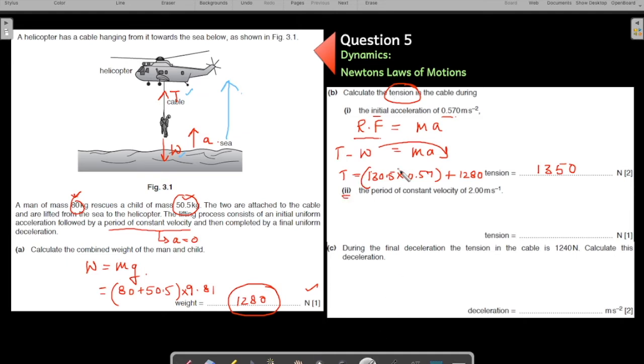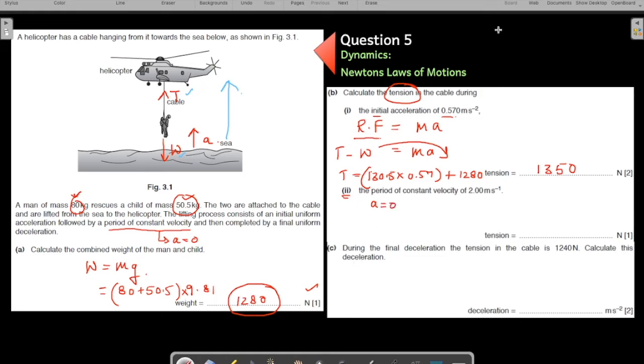Okay, the next part. So here the question starts from, calculate the tension in the cable during the period of constant velocity of 2 meters per second. So during the period of constant velocity, when the velocity is constant, what is the acceleration? 0.